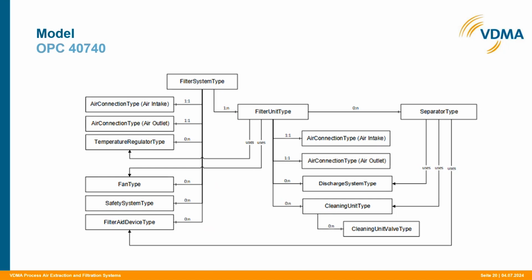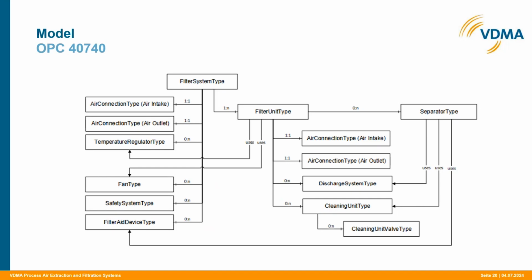In this graph, we have a second way to describe the relations between these objects or types. And this is a users relation. This users relation is used in this companion spec to describe a relation between filter units and fans or temperature regulators, or between separators and discharge or cleaning systems.